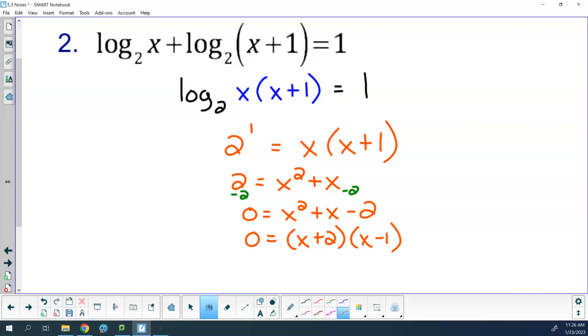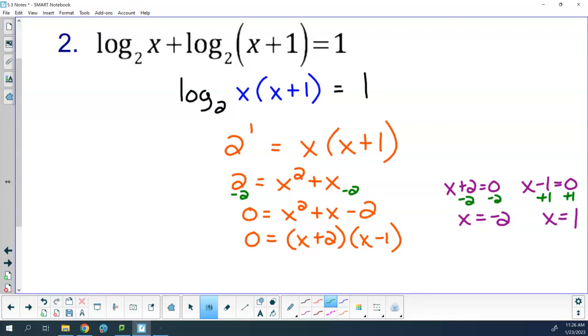Okay? Then what? Set the two factors equal to 0. So that's going to be x plus 2 equals 0 and x minus 1 equals 0. So I'm going to get x equals negative 2 and x equals positive 1. Okay. Now what? Got to check it.